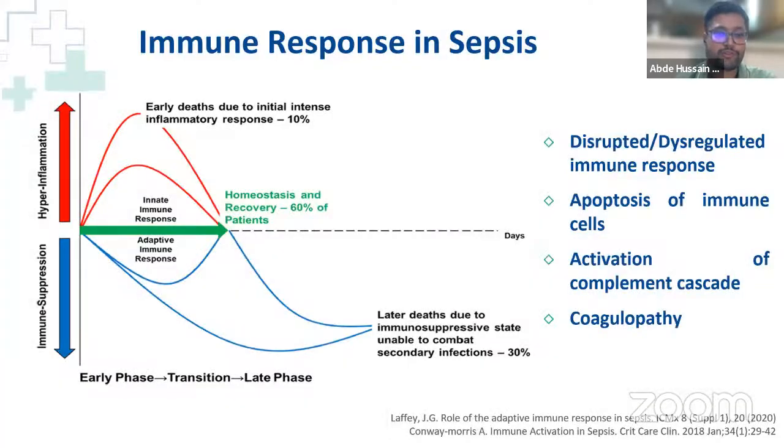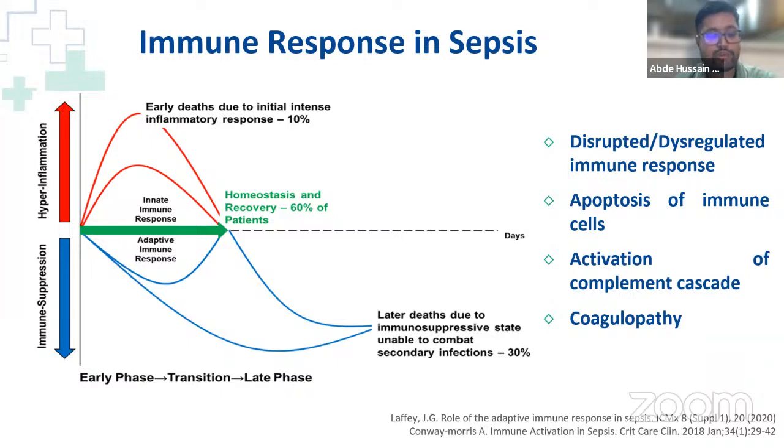So, immune response in sepsis. As we can see from the figure, there can be either hyperinflammation or immunosuppression caused by the sepsis or the invading pathogens. The more the hyperinflammatory response, the more it leads to mortality. And subsequently, immunosuppression in the severe stage also can lead to mortality.